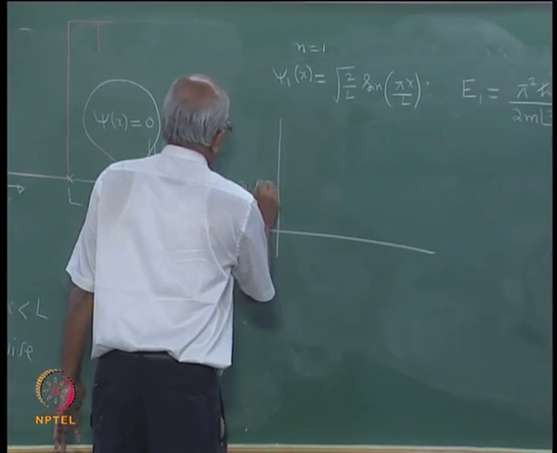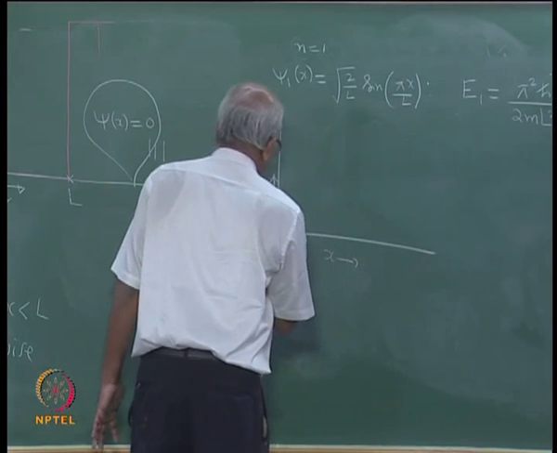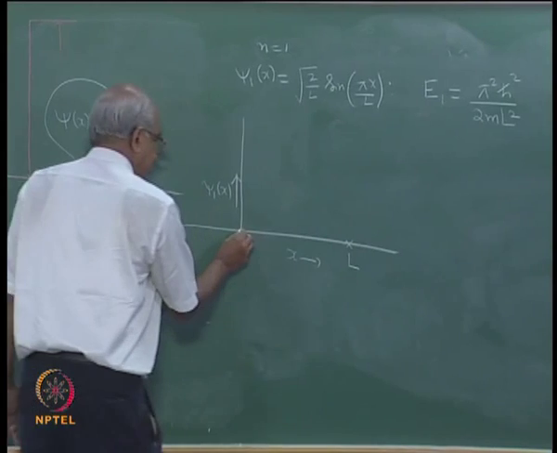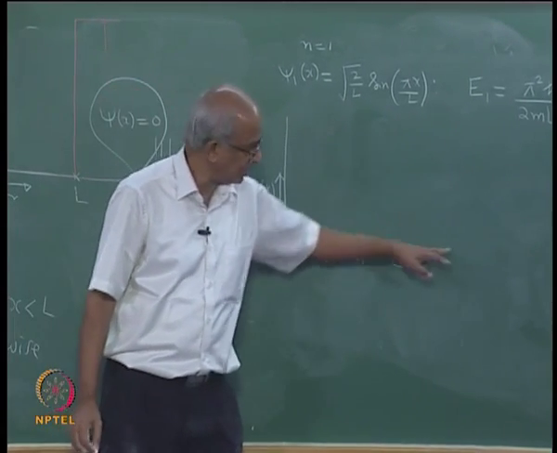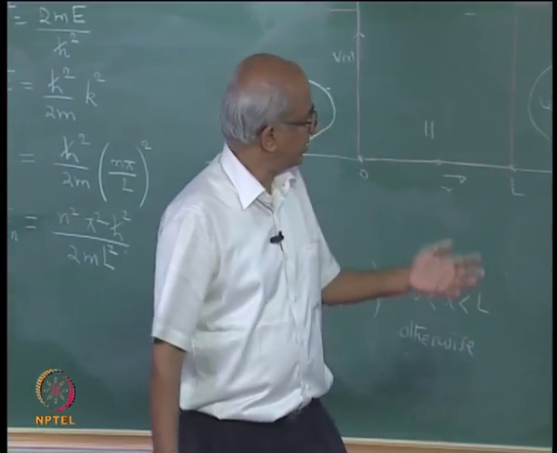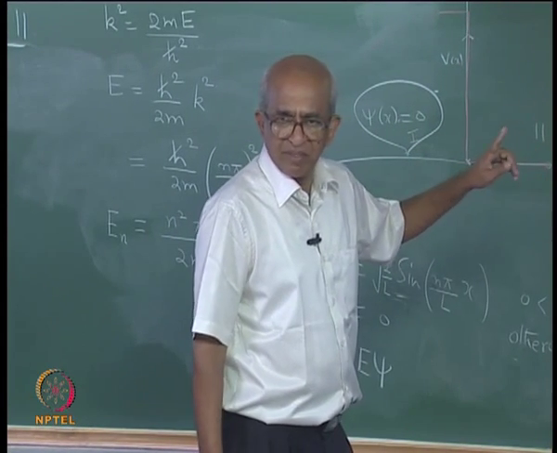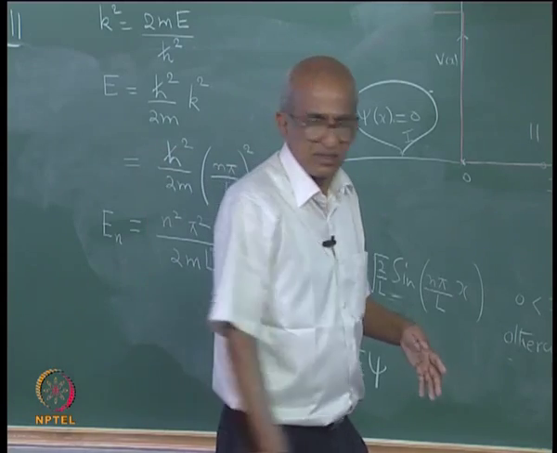Psi 1 of x is going to be plotted along the vertical axis and x along the horizontal axis, running from 0 to capital L. In this region, it is not even necessary for me to plot the function, because in this region as well as in that region, I know that the function is 0. So, what is of interest is the value of the function within this box, and sine functions, we know how they depend. They are actually sinusoidal, so to say, they represent waves.